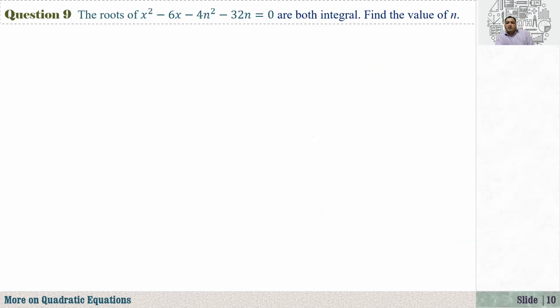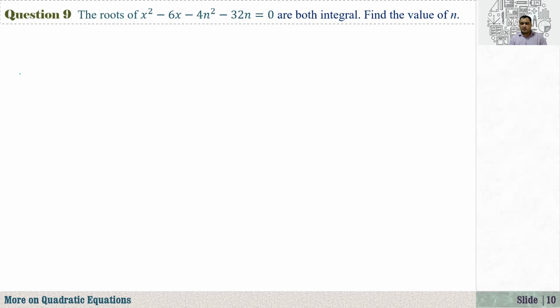Question 9. The roots of x squared minus 6x minus 4n squared minus 32n is equal to 0 are both integers, right? So the question here is find the value of n.